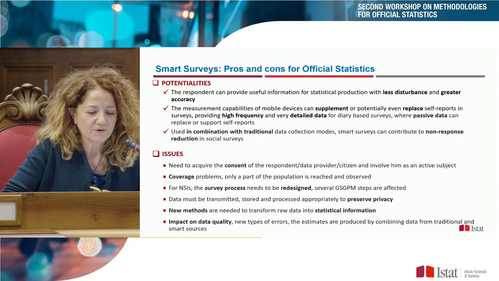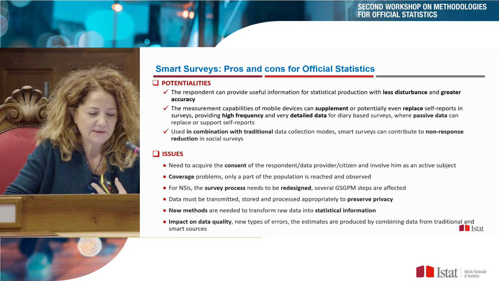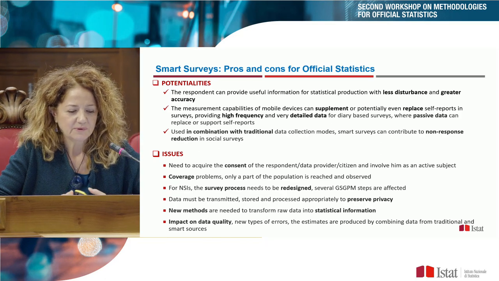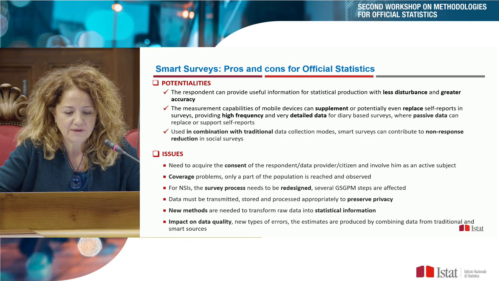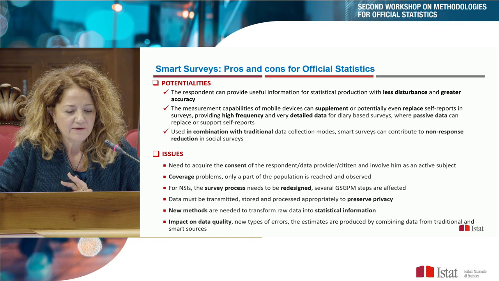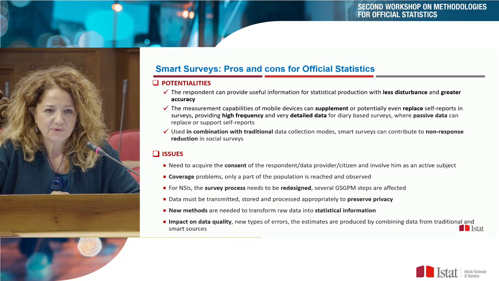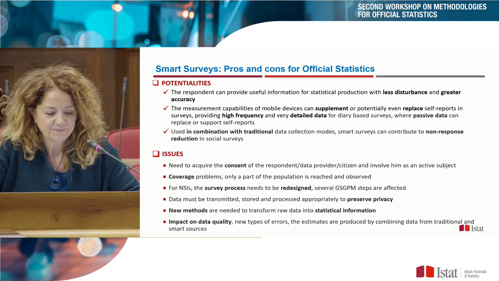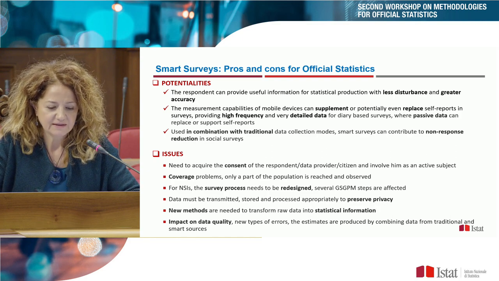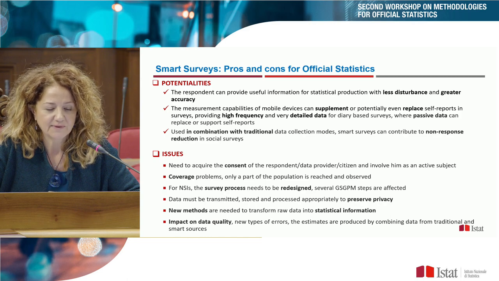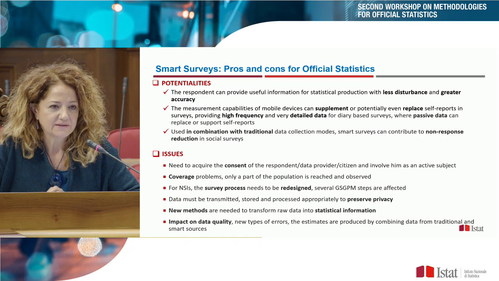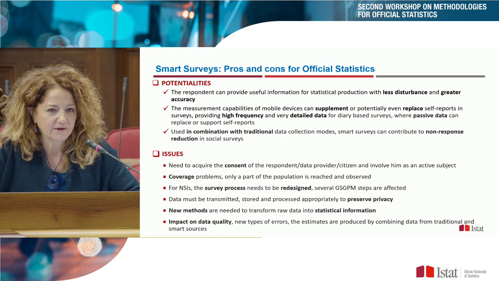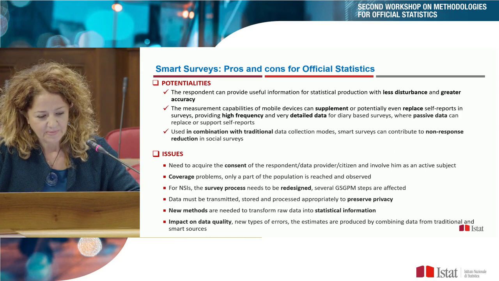So, smart surveys for official statistics have many potentialities, but also several issues. The potentialities are that we can obtain useful information from the respondent with less disturbance, so less burden, and also greater accuracy. The measurement capabilities of mobile devices can supplement or even replace self-reports in surveys, providing high frequency and very detailed data. Used in combination with traditional data, smart surveys can contribute to nonresponse reduction in social surveys. We know that the reduction of response rates in social surveys is a big issue for official statistics, and this new type of data collection can provide help.